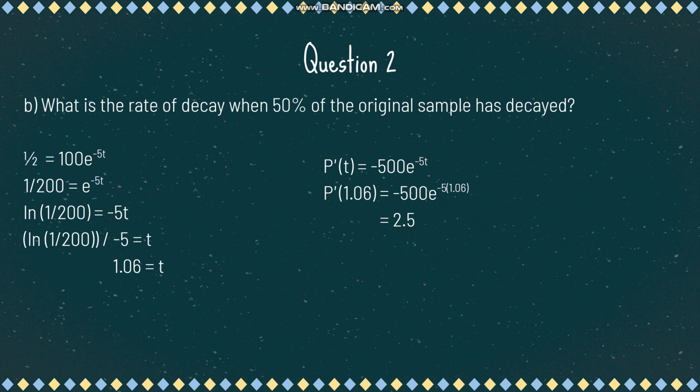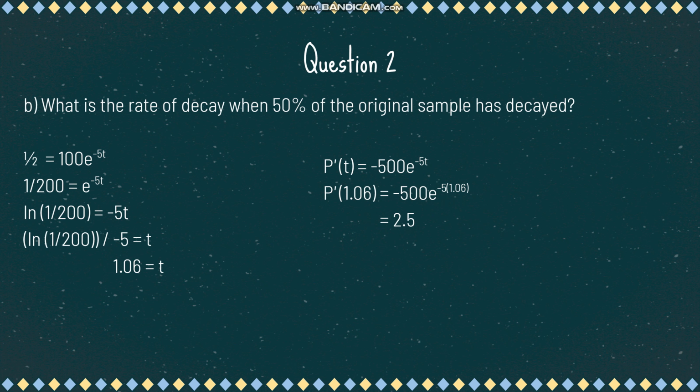Then we use natural log. So the left side is natural log of 1 divided by 200, and the right side is natural log of e times negative 5t. Now there's no ln e because ln e is basically 1. So 1 times negative 5t is the same thing. You can put ln e if you want, but if not, you can just not write it. It all depends on your teacher. So then we can isolate for t, so we divide both sides by negative 5 and we get 1.06.